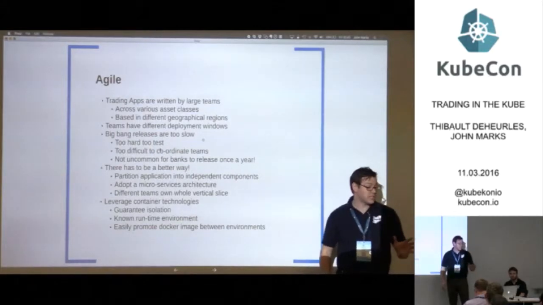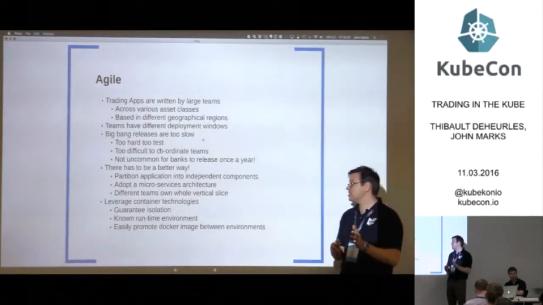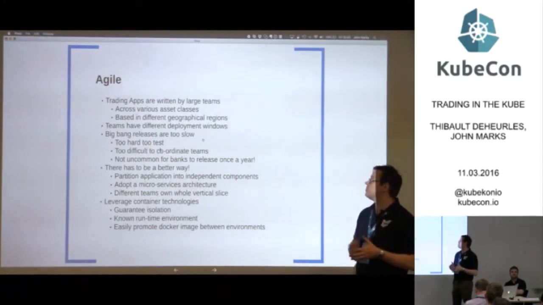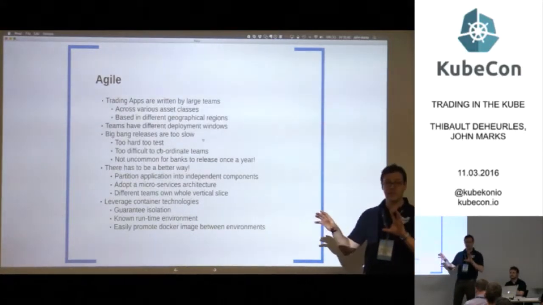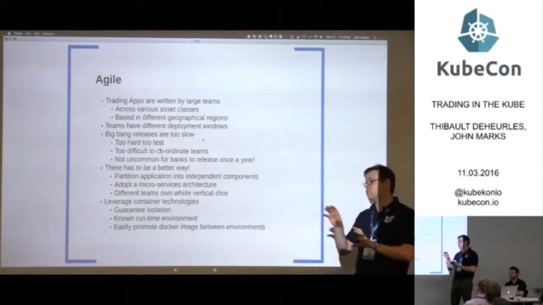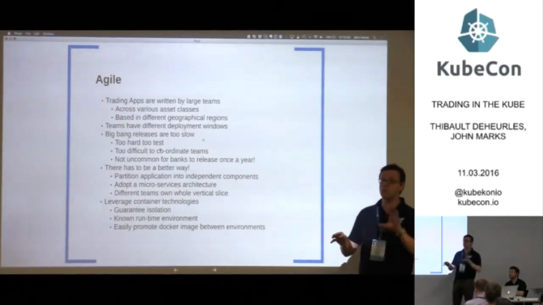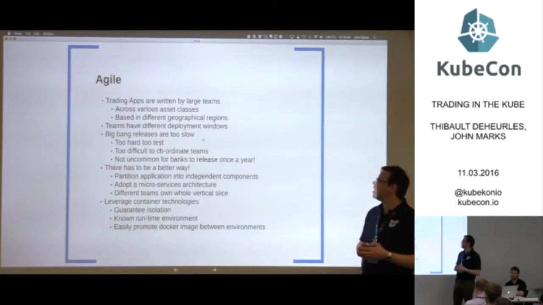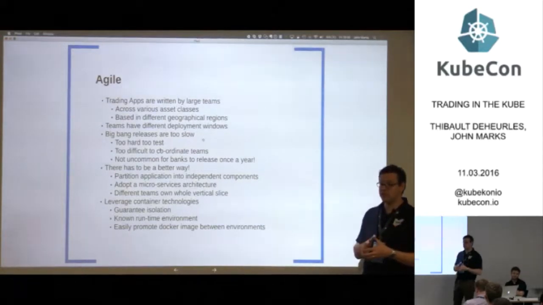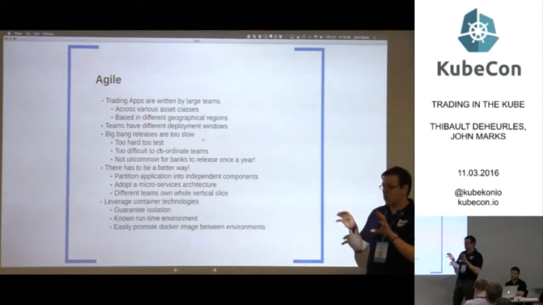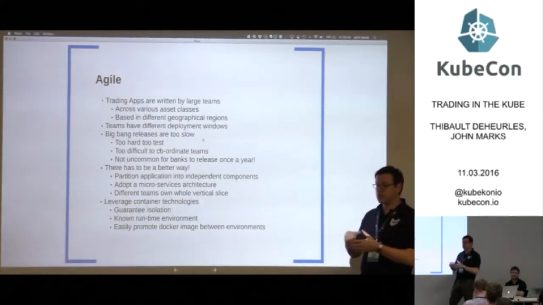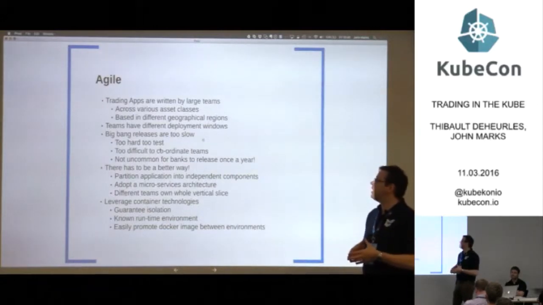So we need to be agile. Trading applications tend to be written by large teams. The teams tend to work across various different asset classes. Particular teams would do foreign exchange, another one would do bonds, and so on and so forth. Those teams are often based in geographically diverse regions, and they will often have different deployment windows, so they have certain targets they're trying to meet.